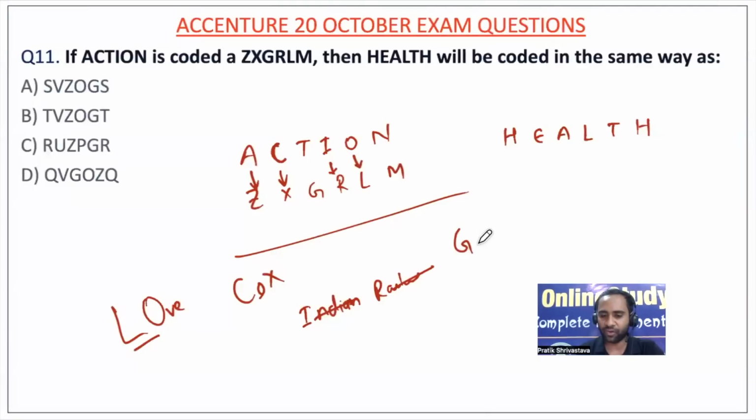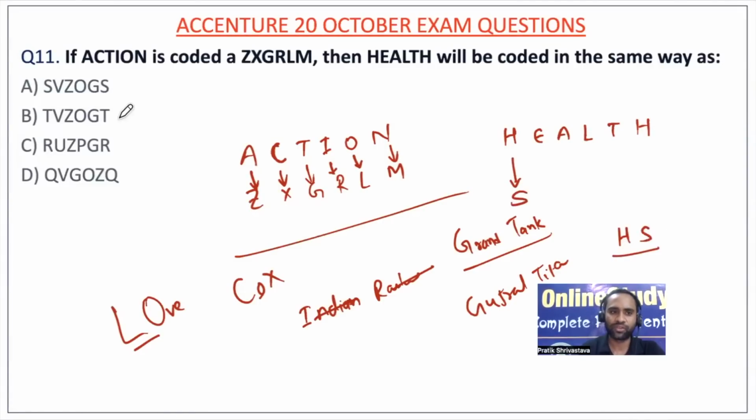GT, Grand Tank Road, okay? Or Gujarat Titans, okay, Gujarat Titans. So here, all of these are opposite letters. Then H, high school, right? High school, so S. So obviously, if you remove all this, option A will become the correct answer. You do not have to check high school.